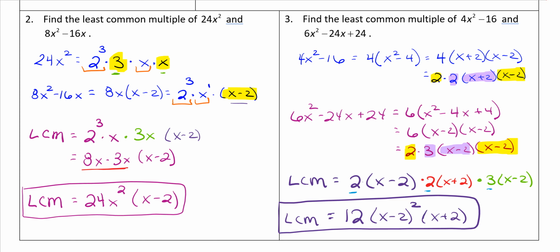Okay, so that kind of gets us an introduction to adding and subtracting. We have to find common denominators. Okay, so being able to find the least common multiple.